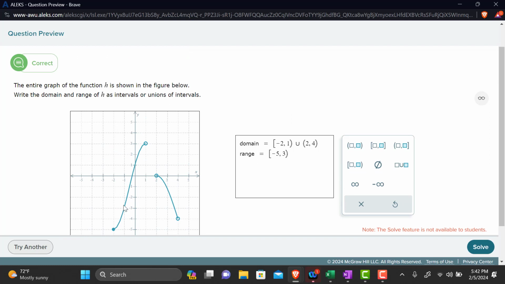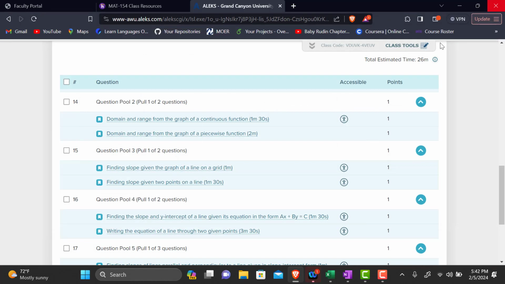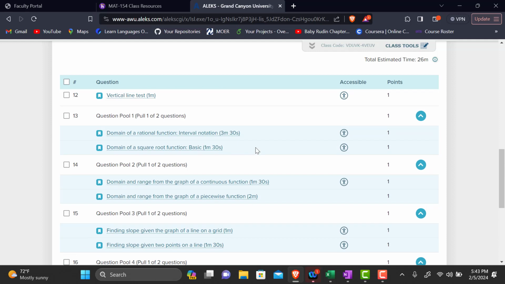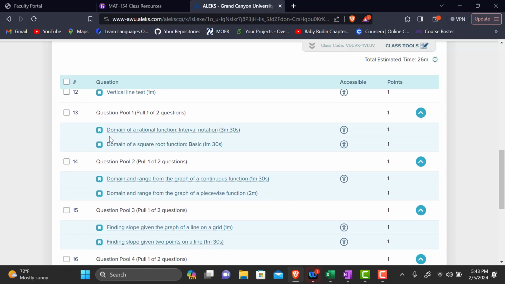So domain is the x values, the range is the y values. And again, I know I'm going through these quickly, but feel free to pause at any point. Ooh, did I skip over one? I skipped over 13. That was 14. So let's go back to 13. Sorry about that.